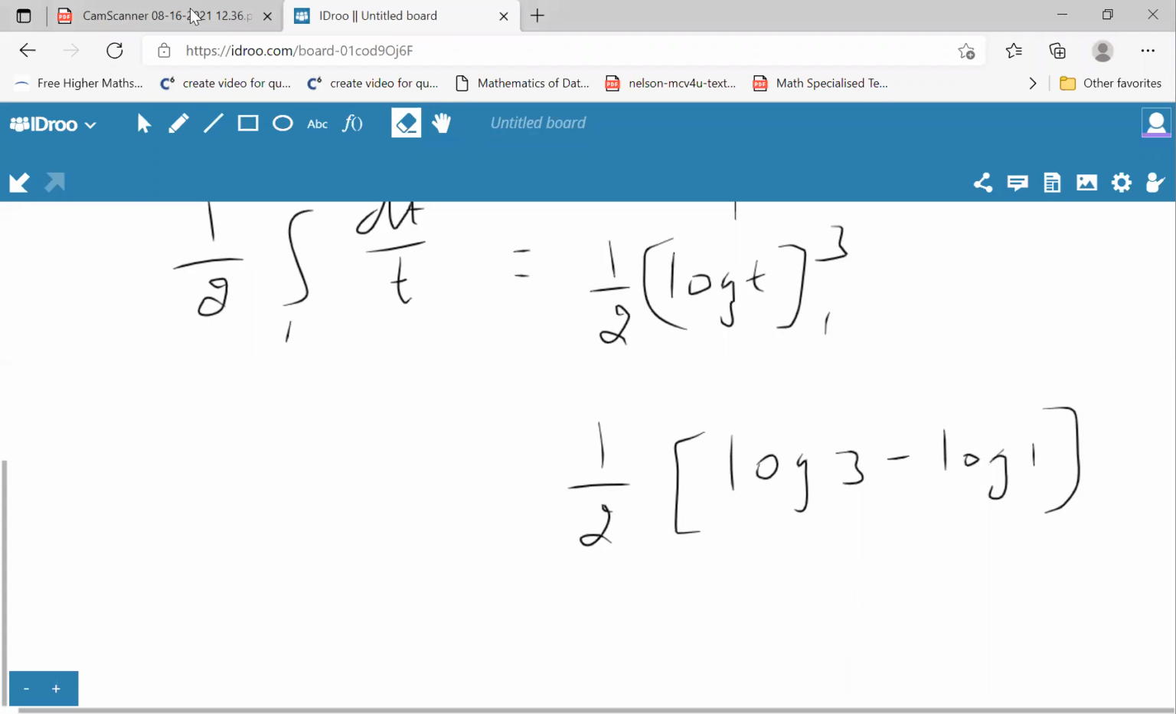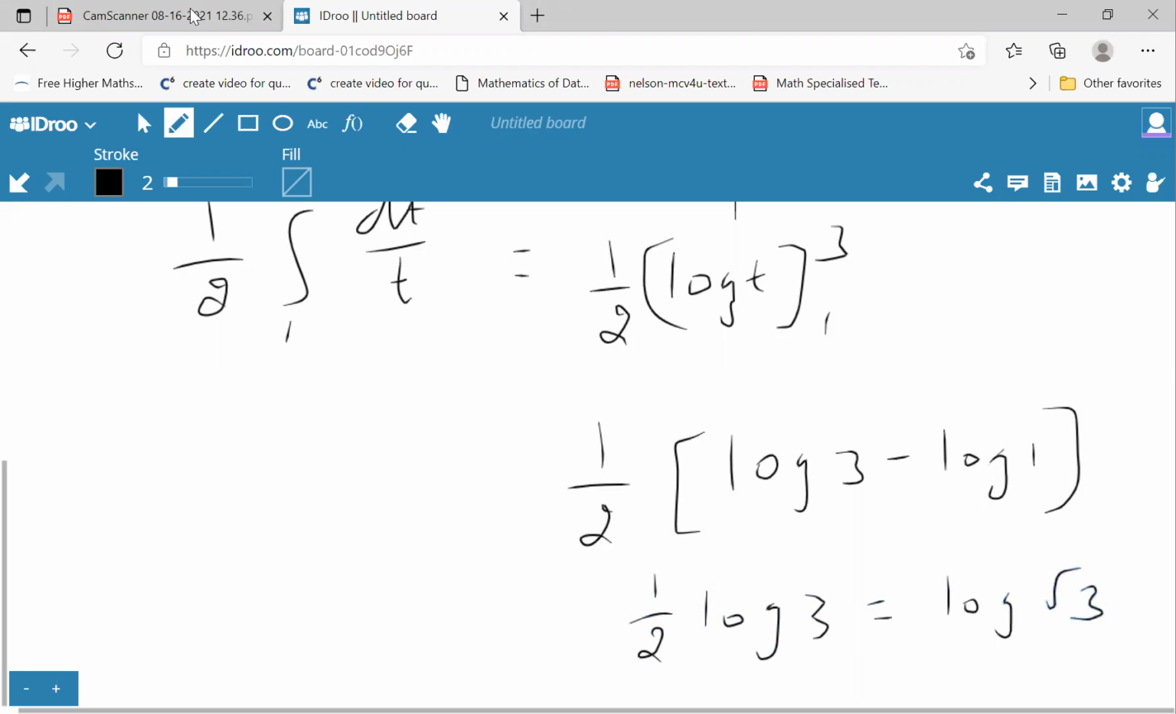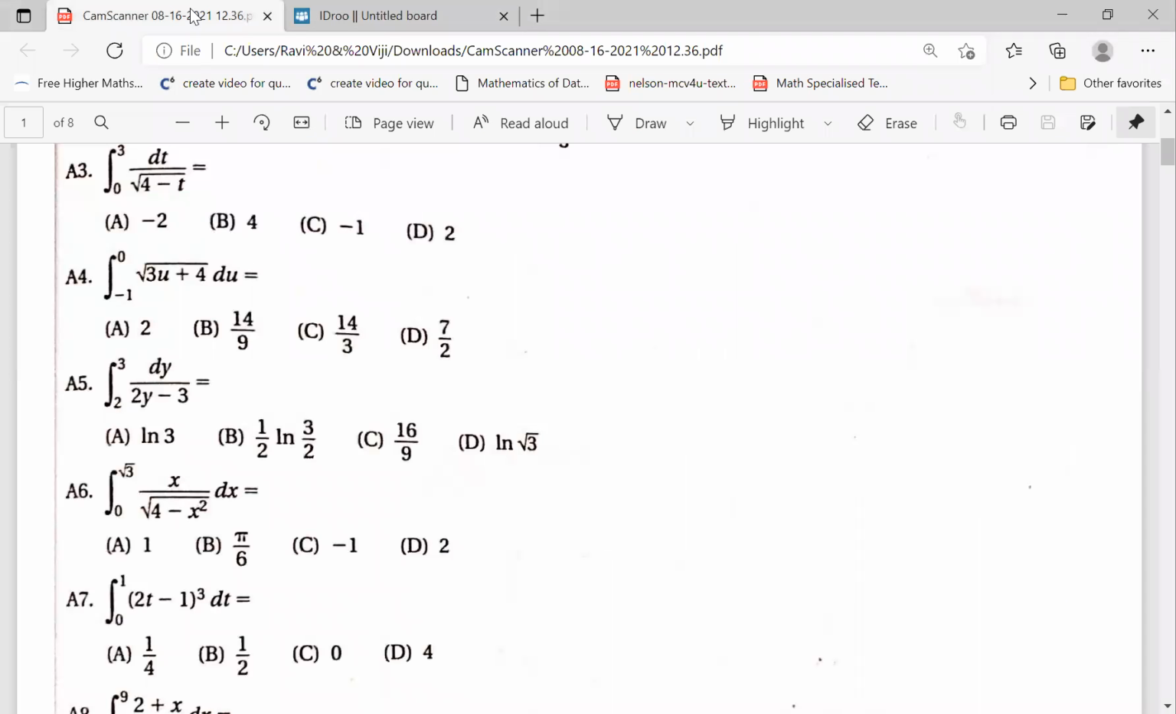Instead of writing it as log 3 by 2, this is now going to be half log 3, or you can write it as log of 3 to the power of half, or root 3. So the option is given as log 3. So option D is the correct answer.